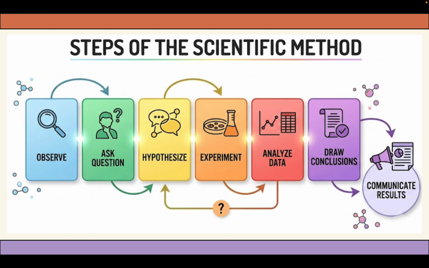Next, you have to perform the experiment. Design and carry out a controlled test to collect data by changing only one variable at a time. Next, we analyze our data. Examine your measurements, calculations, and observations to identify patterns or trends. And finally, we draw conclusions. Determine whether your data supports or refutes your hypothesis and share your findings.